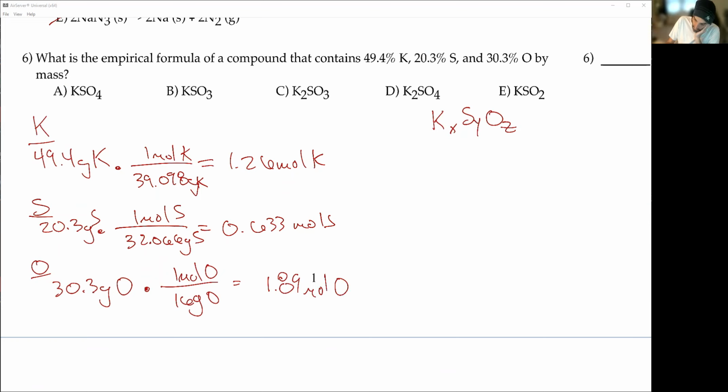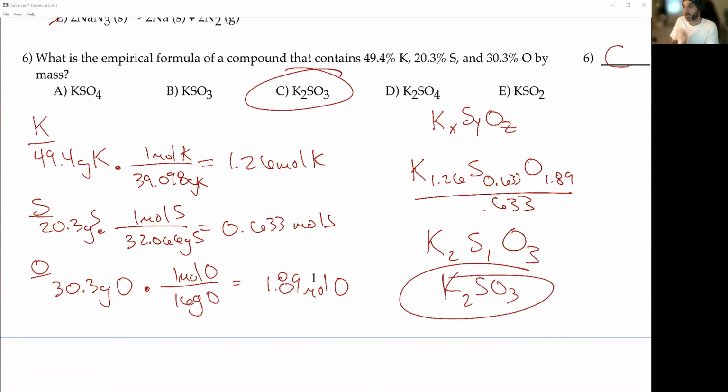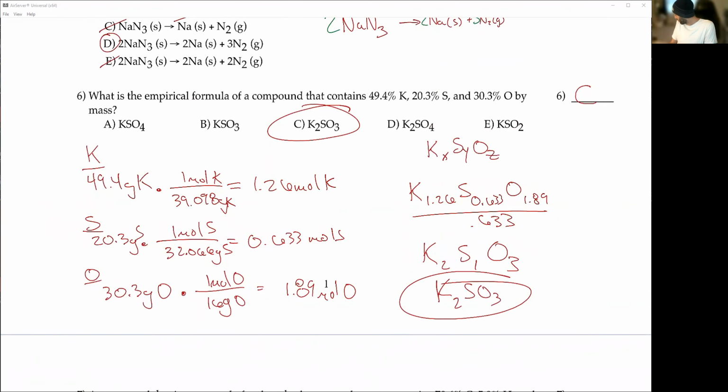And so now we plug those values in. So potassium is 1.26 moles, sulfur is 0.633 moles, and oxygen is 1.89 moles. And we just divide by the smallest number. So each of them gets divided by 0.633, and you end up with K2S1O3, or K2SO3, which is C. So that's it. That's how we do those all the time.